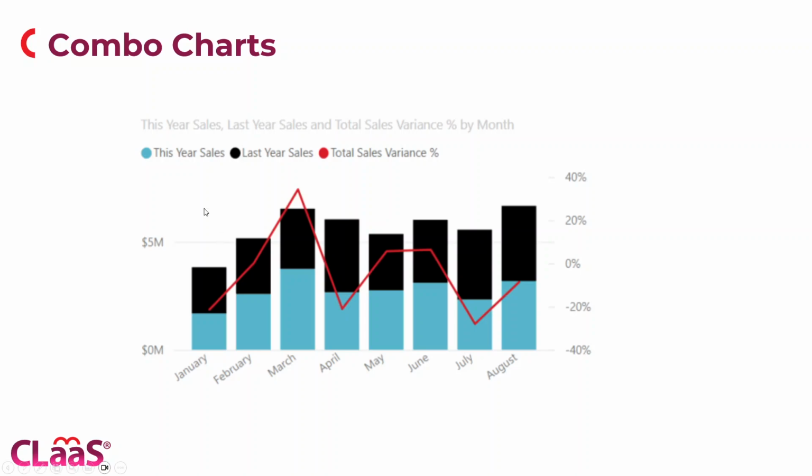Combo chart is a multiple category chart. You can see this one is with the line and column chart, so we have two different vertical axes. This is the value and this is the percent.